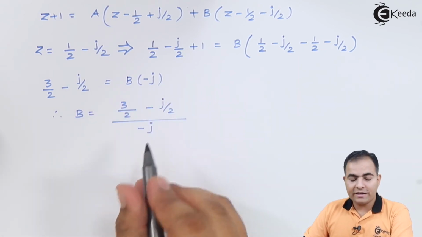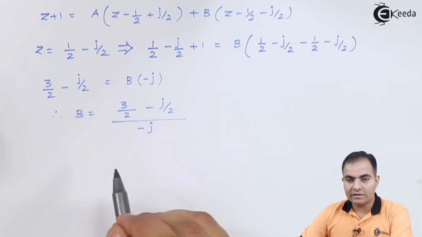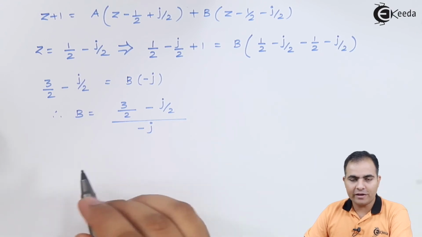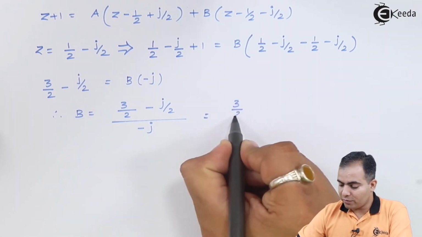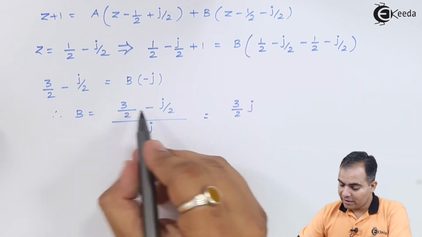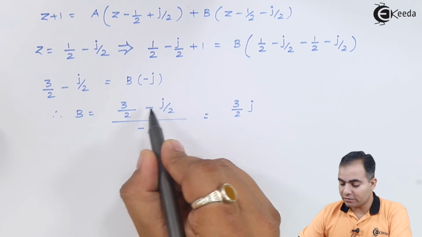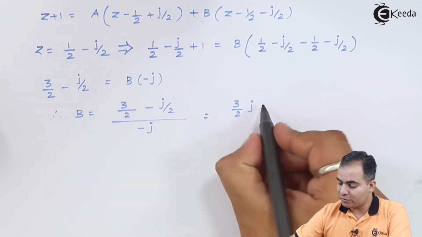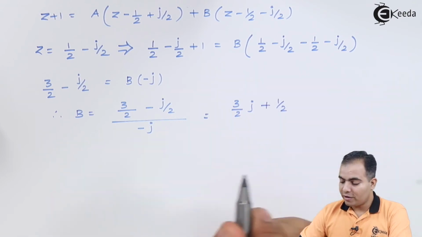We never write the j in the denominator, so we'll multiply by minus j in the numerator as well as in the denominator, or simply j in the numerator as well as in the denominator. So what you will get? 3 by 2 multiplied with j. Here also, this j is multiplied with j, so j square is minus 1, so this sign will get changed to plus 1. So I can write here a plus half.